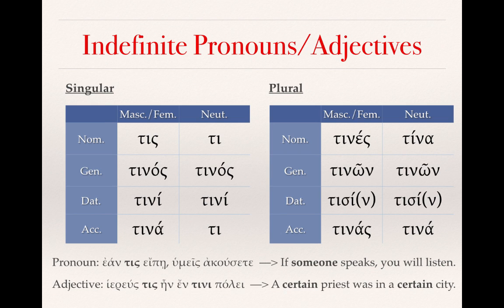So tis is modifying hiereus, which means priest, and tini is modifying polei. And you'll notice that tini is in the dative singular case because it's modifying polei, which is also in the dative singular case because it follows that preposition en. So we would translate this as a certain priest was in a certain city. So here, tis is being used to modify, to specify which priest and which city.